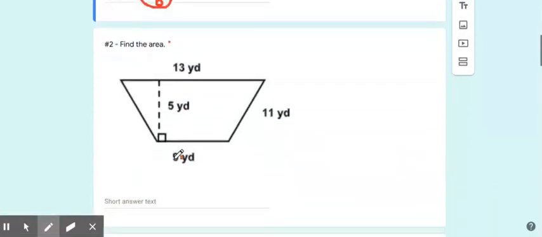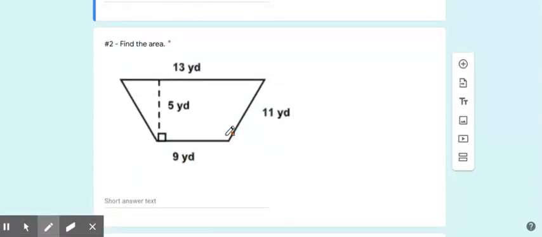Okay, number 2, you have a trapezoid. Notice how you have unequal bases, right? 13 is unequal to 9, so unequal bases. And you only have one pair of parallel sides. This side is parallel to this side, but this side is not parallel to this side. That's how you know it's a trapezoid.